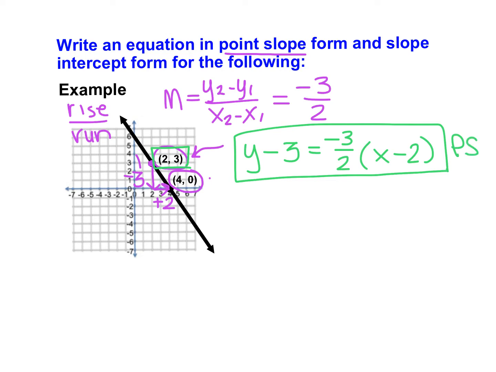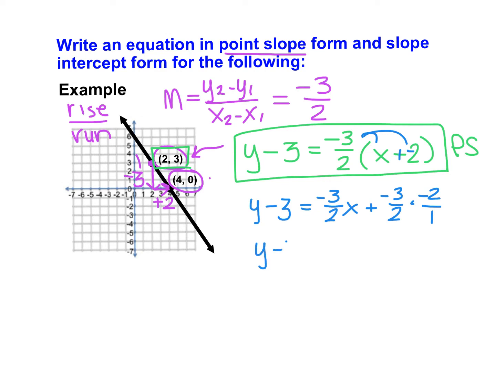Then from here, we need to rewrite this into slope-intercept form. In order to do that, we're going to distribute. So here, I'm going to utilize some keep, change, change, just so I don't make a sign error. So I'm going to do y minus 3 is equal to negative 3 halves x, and then I'm going to use keep, change, change here, so I can see I have plus negative 3 over 2 times negative 2 over 1. So if I multiply that out, I get y minus 3 is equal to negative 3 over 2x plus, this becomes, negative times a negative is a positive, 3 times 2 is 6 over 2, which becomes a positive 3.